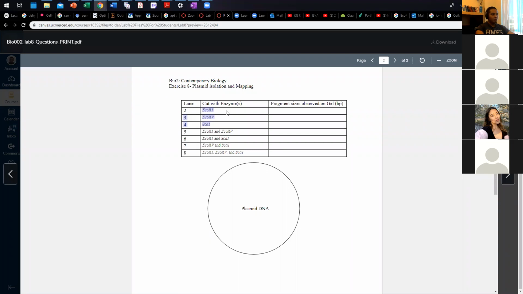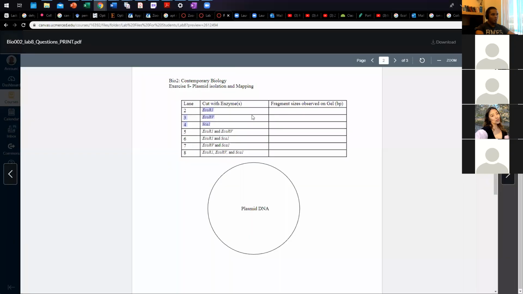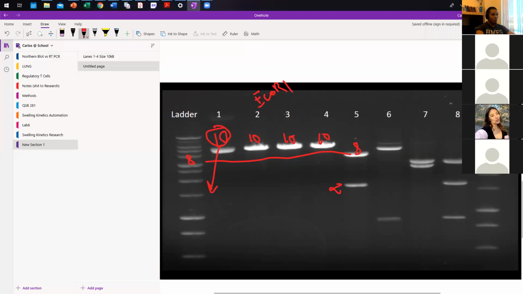our lanes. So this is EcoR1. So I'll label it EcoR1. So this one is EcoR1. EcoRV and ScaI. I'll just call this one RV. It's EcoRV and ScaI. And then this is EcoR1 and EcoRV.